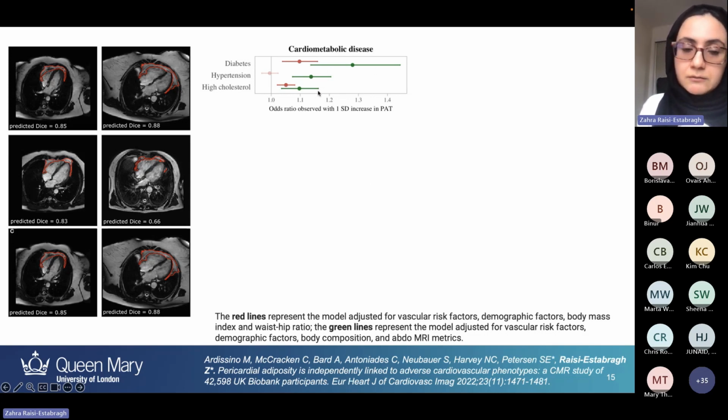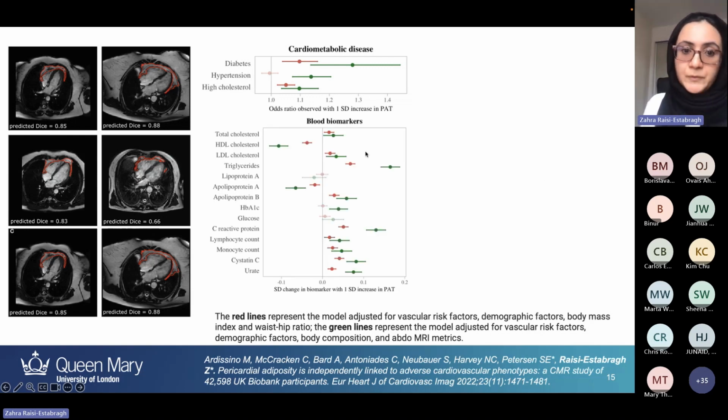The green line represents the fully adjusted model, which includes all vascular risk factors, demographics, and detailed measures of physical measures of obesity and also other measures of fat from body composition methods that I'm not going to go into. But essentially what we find is that higher levels of pericardial adipose tissue are linked to higher odds of having diabetes, hypertension, and high cholesterol, and that these relationships appear to be independent of all the covariates that I've mentioned.